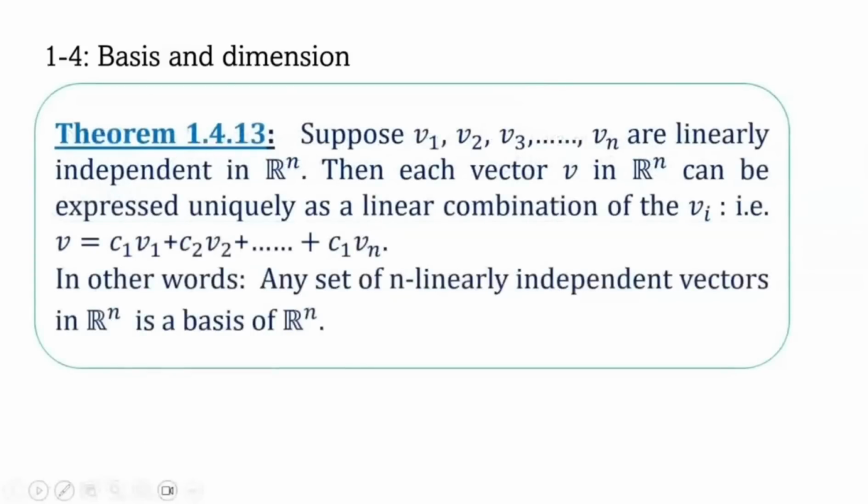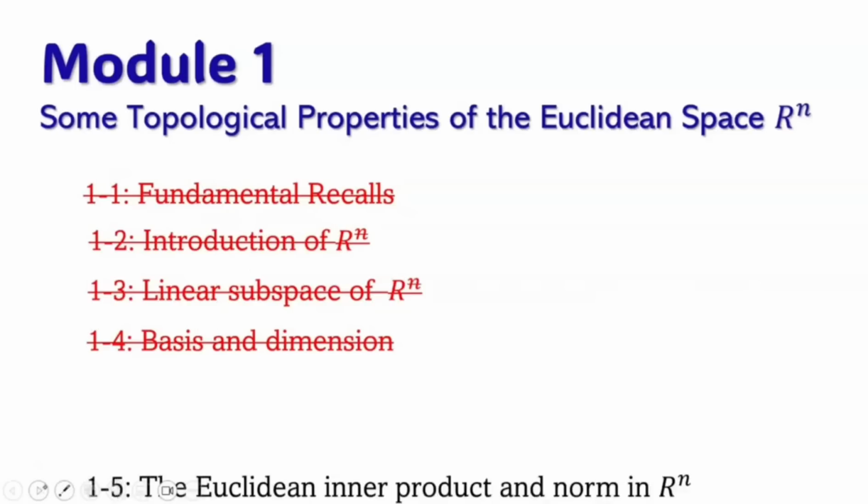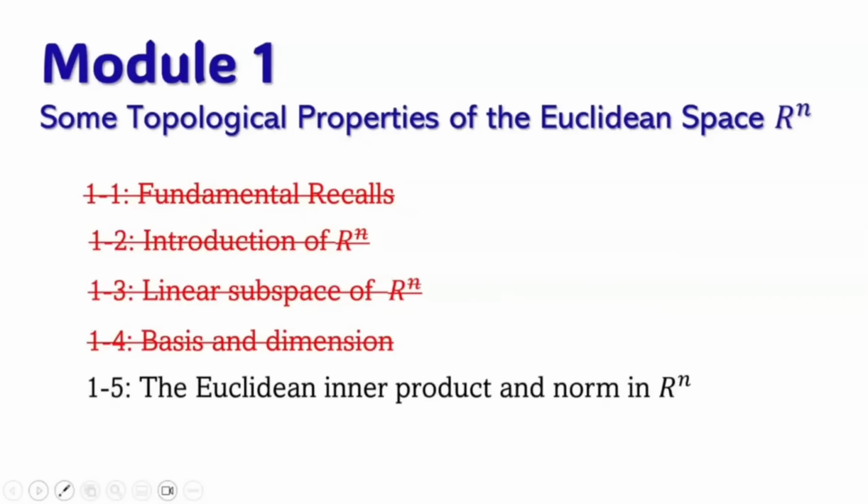Okay, so from that previous theorem, if we apply it to Rn, it says that any set of n linearly independent vectors in Rn is a basis of Rn. Thus we have completed 4 topics in module 1, and we remain with 2 topics, and we will come up with another video and cover these 2 topics.